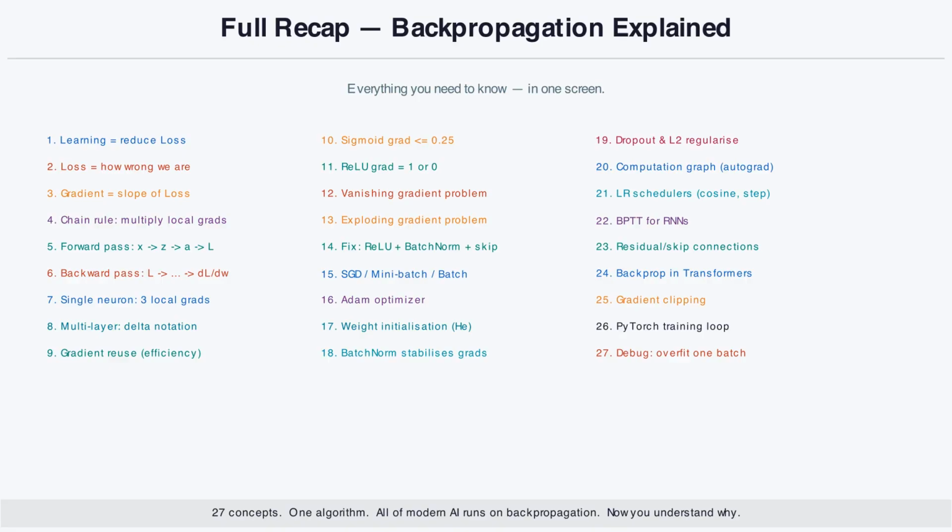10 through 12, activation gradients and vanishing gradient. 13 through 15, exploding gradient, SGD variance, Adam. 16 through 19, initialization, batch norm, dropout, autograd. 20 through 23, schedulers, BPTT, skip connections, transformers. 24 through 27, gradient clipping, PyTorch loop, debugging, maths. 1 algorithm. All of modern AI.